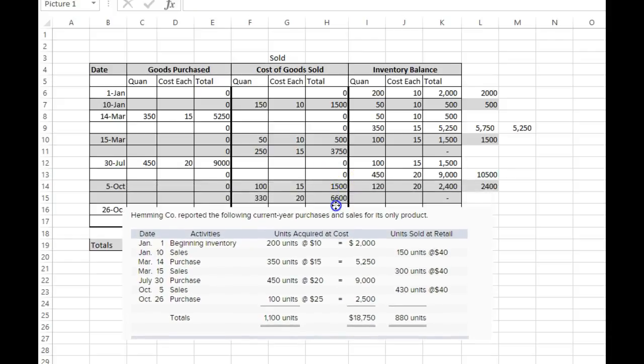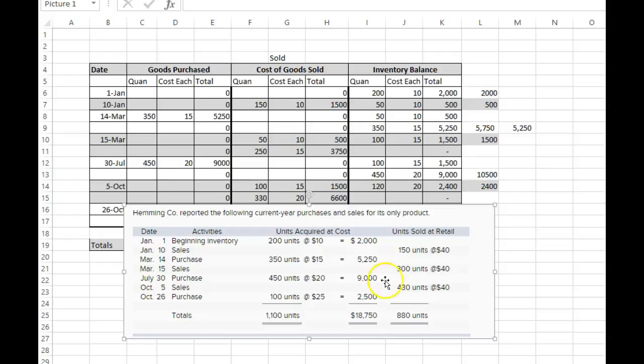So on October 5th, I sold 430 units. Now again, I'm using first in, first out, so I've got to get rid of this very first pile or level or layer of inventory at $15, and that's worth $1,500. I sold 430, I subtract 100 from 430, I come up with 330 that I have to take out of the second layer or pile. And those are at $20. So it's 330 times $20, and that cost of goods sold is $6,600.